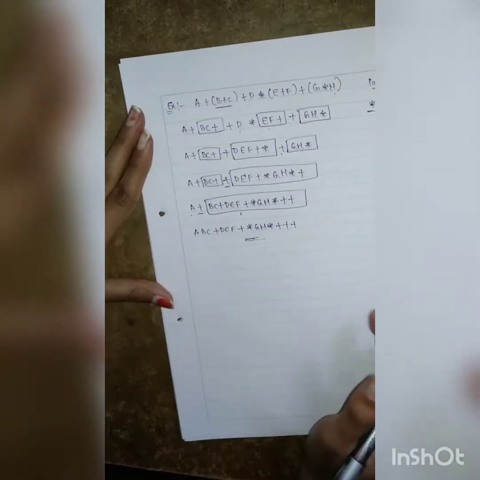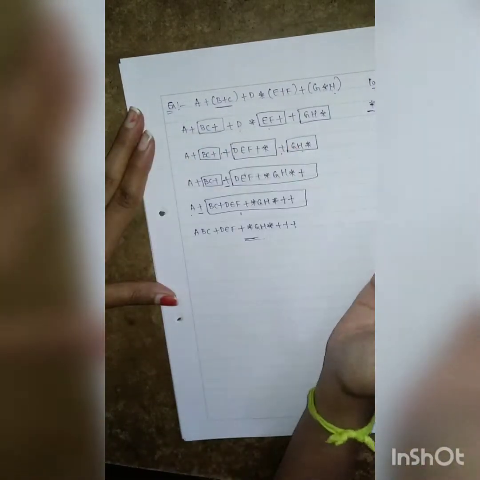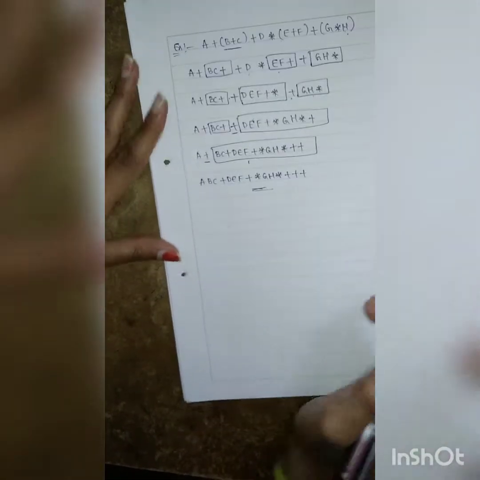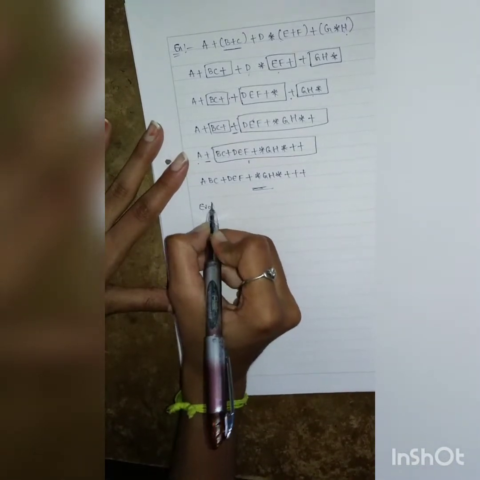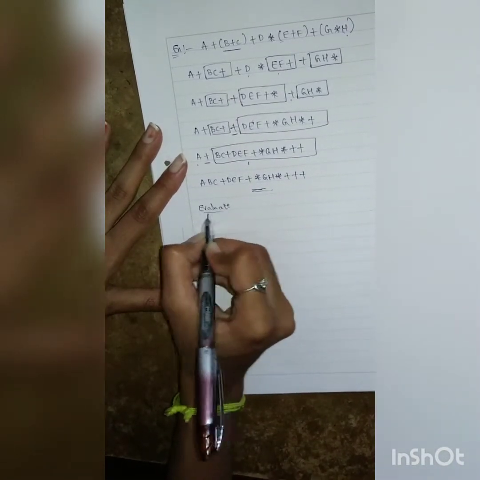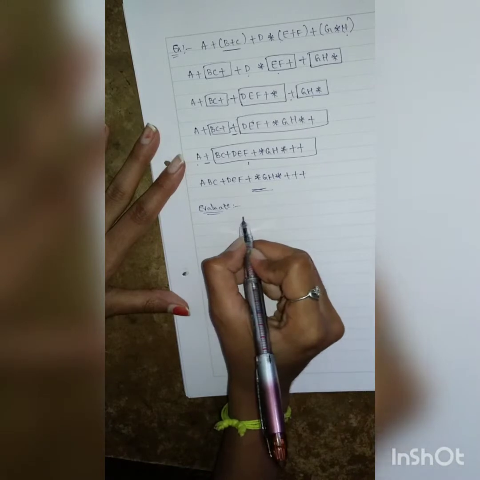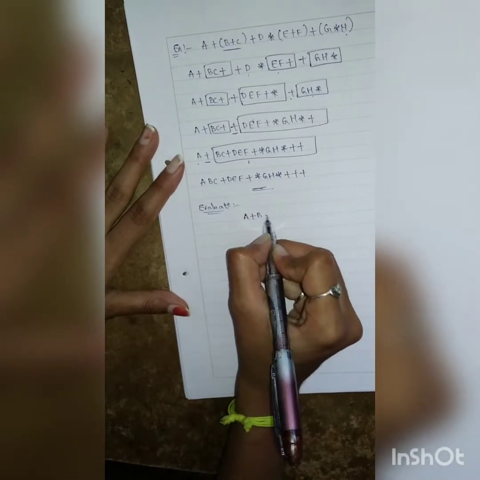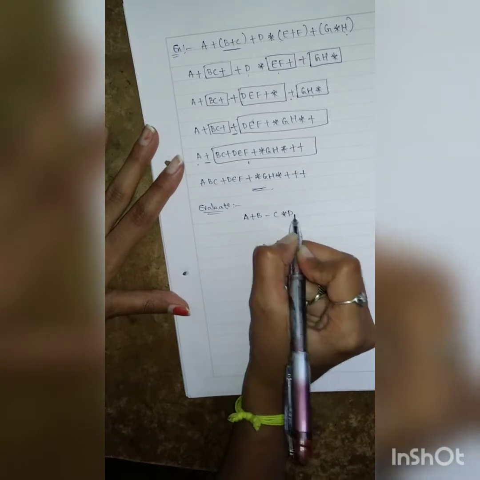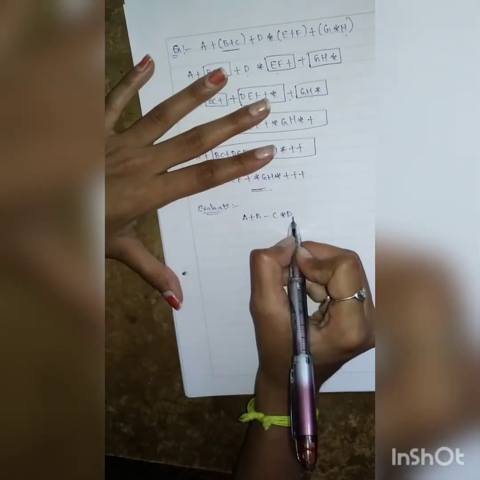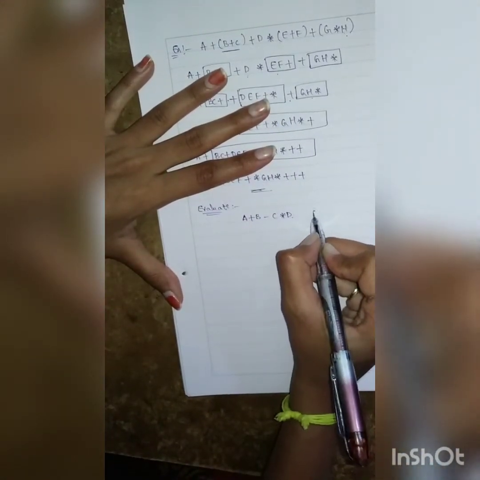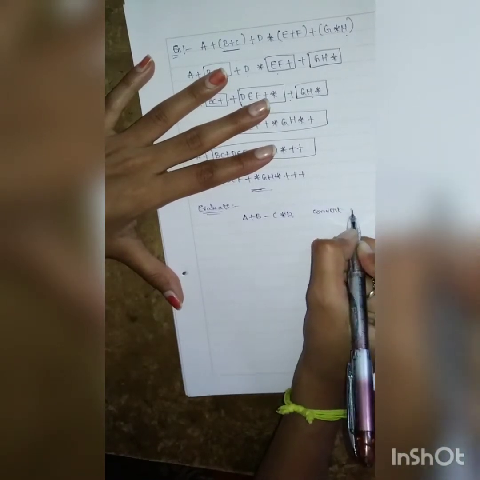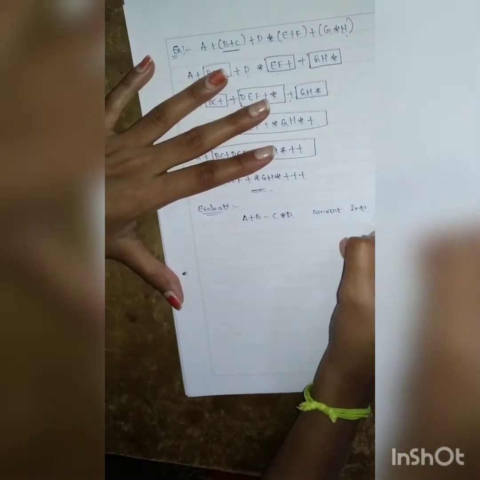In this way, conversion of expression takes place from infix to postfix and prefix. Now, evaluation of expressions. How to evaluate expressions? Let's take an example like A plus B minus C into D. This is an infix expression. Convert into postfix and evaluate it.